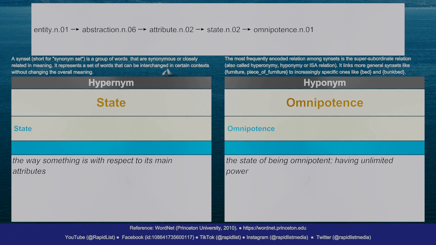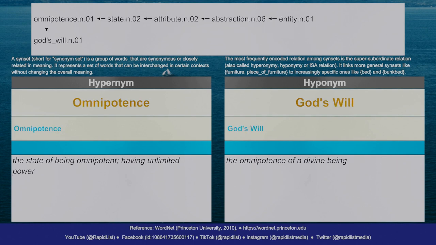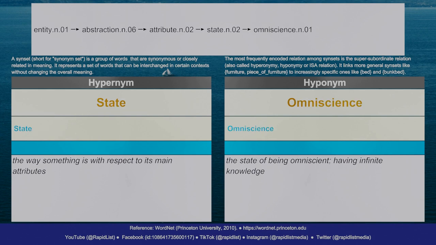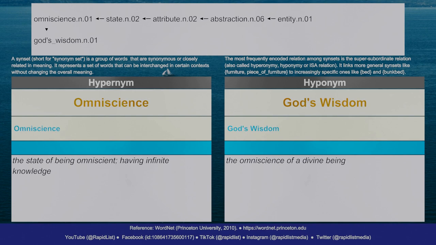Omnipotence. The state of being omnipotent, having unlimited power. God's will. The omnipotence of a divine being. Omniscience. The state of being omniscient, having infinite knowledge. God's wisdom. The omniscience of a divine being.